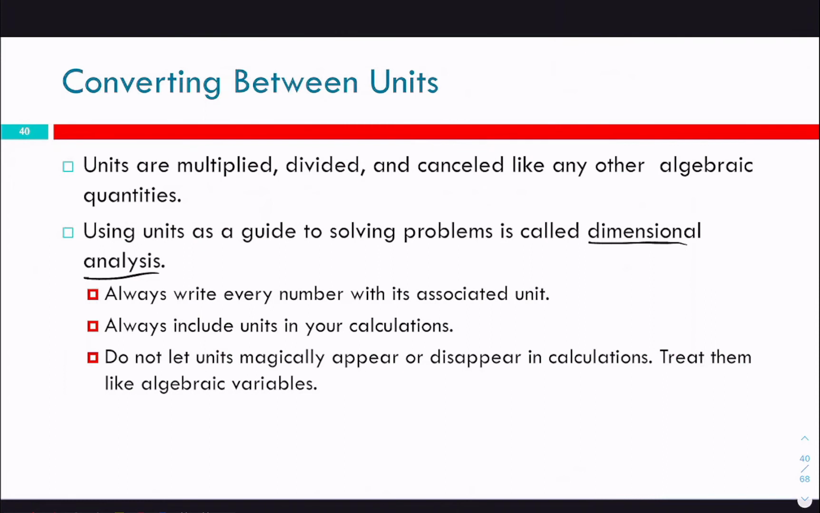A couple keys, though, are to always write every number with its associated units. If you leave off those units and you're trying to use units as a guide, you'll have to remember what that number was for, or if you forget, you'll do the wrong conversion. You should always include units in your calculations, and don't let units magically appear or disappear. You can't just multiply two numbers together and then magically say that that is now the units the question was looking for. It doesn't work like that. You'll get the wrong answer.